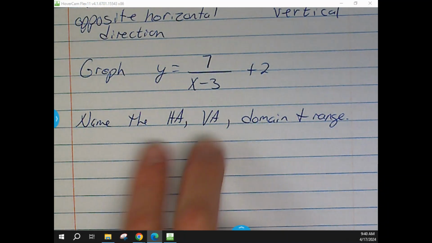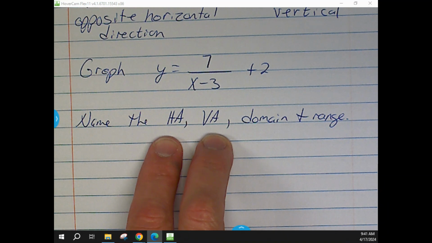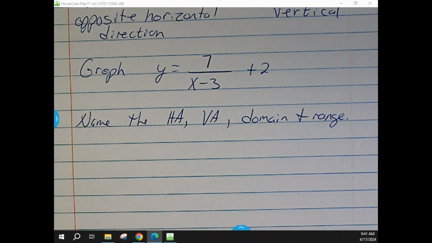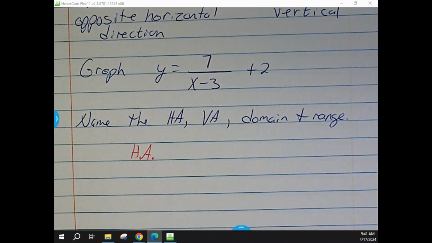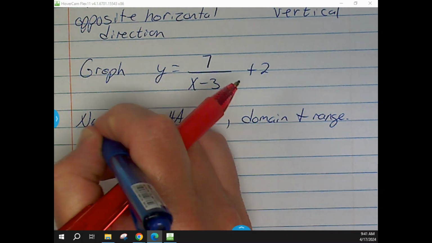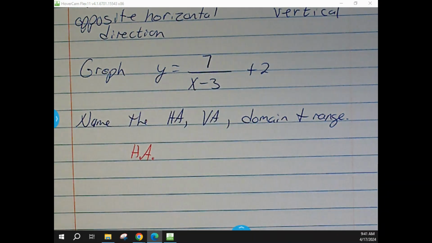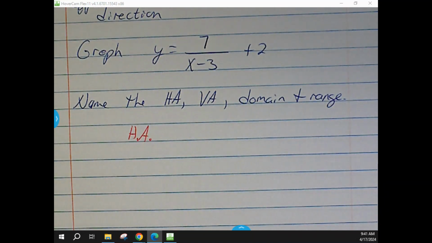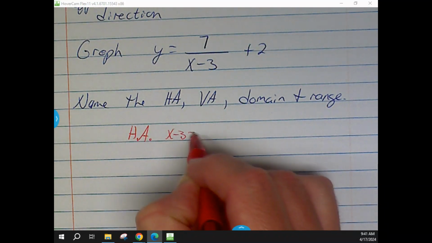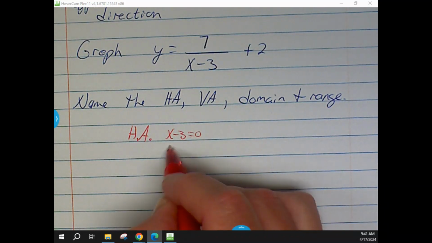Okay, and when you do these two things, that's going to basically tell you what your graph is going to be for this part. All right, so for the horizontal asymptote, name. Yeah, name. Sorry, getting in too big a hurry. Got to slow down a little bit. All right, so for the horizontal asymptote, that is just your denominator equal to 0. So that's x minus 3 equal to 0. If we solve that, we get x equals 3.